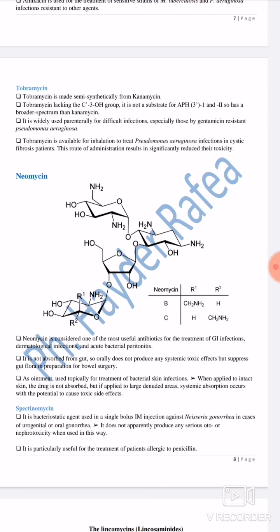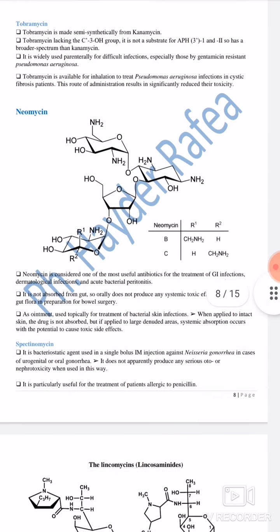And tobramycin is available for inhalation for treatment of Pseudomonas aeruginosa infection in cystic fibrosis patients, and this route of administration significantly reduces its toxicity.